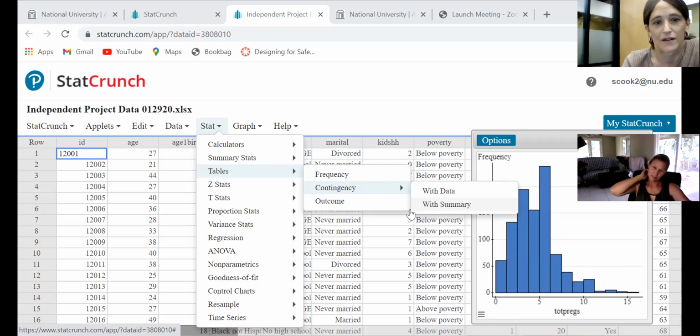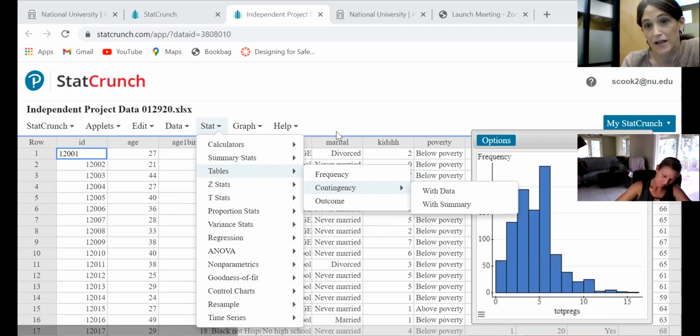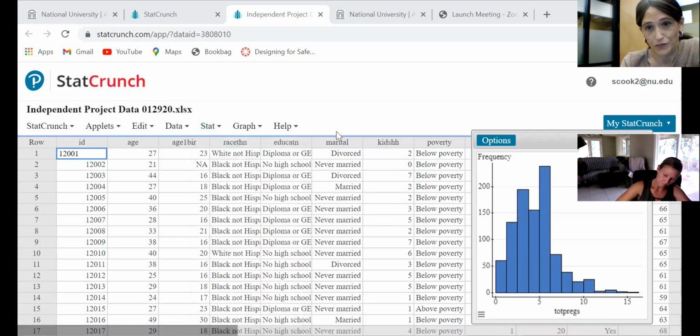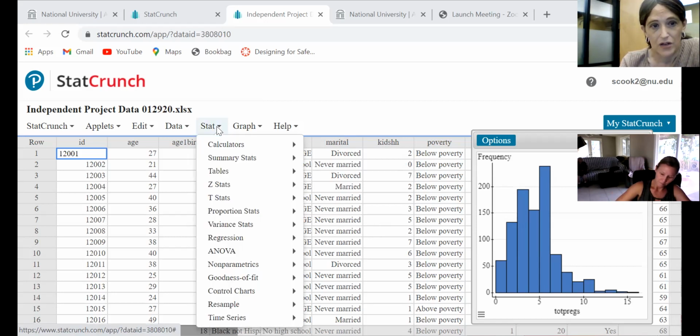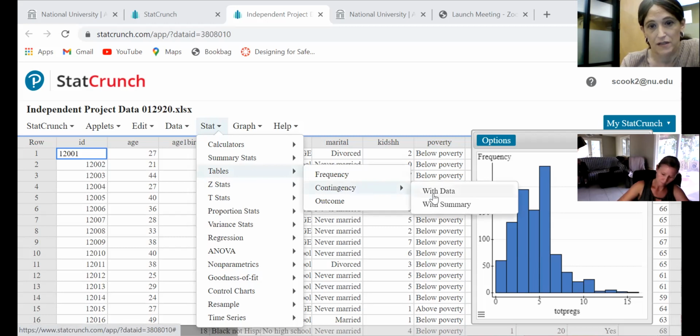Okay, so just to quickly review, because it comes up a lot in homework 3, and if you haven't started on homework 3, a lot of you have, I think, and also in discussion 3, it asks you to set up a contingency table using counts that are already pre-populated. It's not raw data. So the way you'll do that is you'll do Tables, Contingency, With Summary.